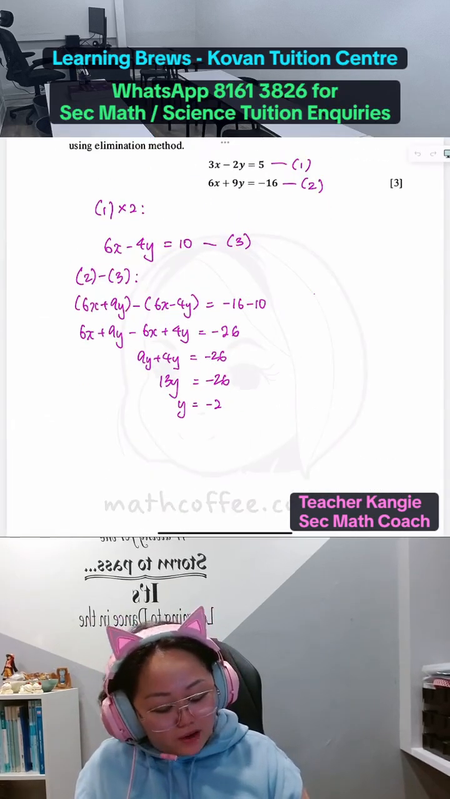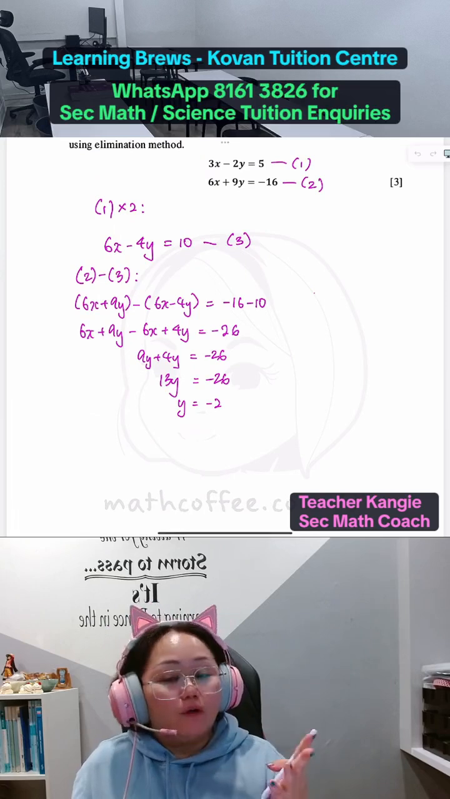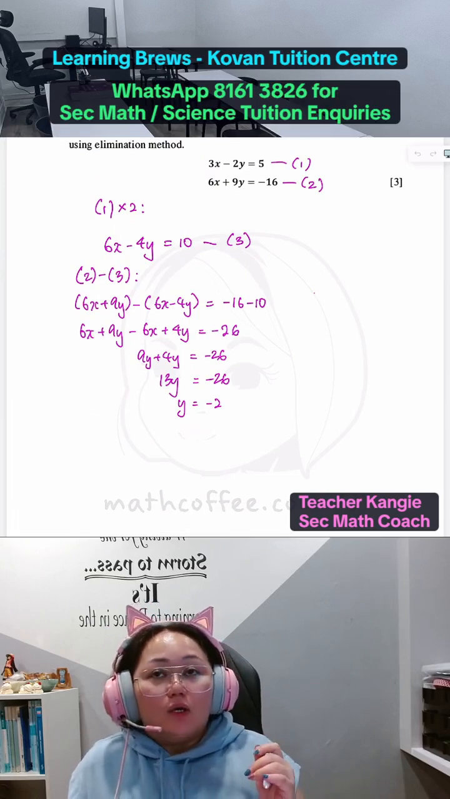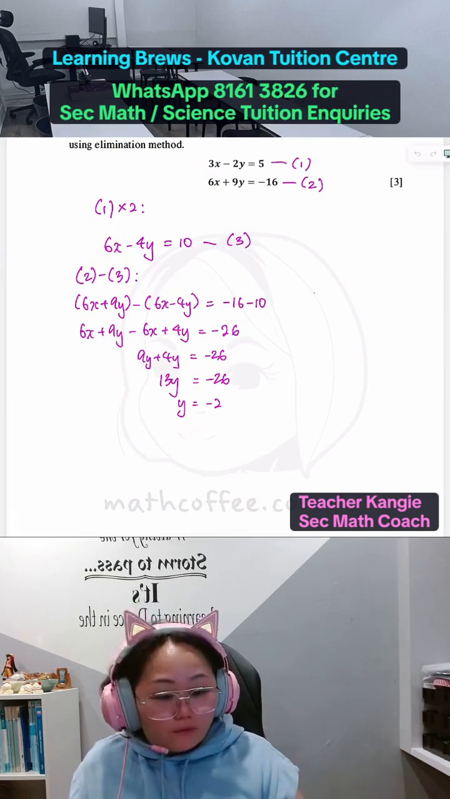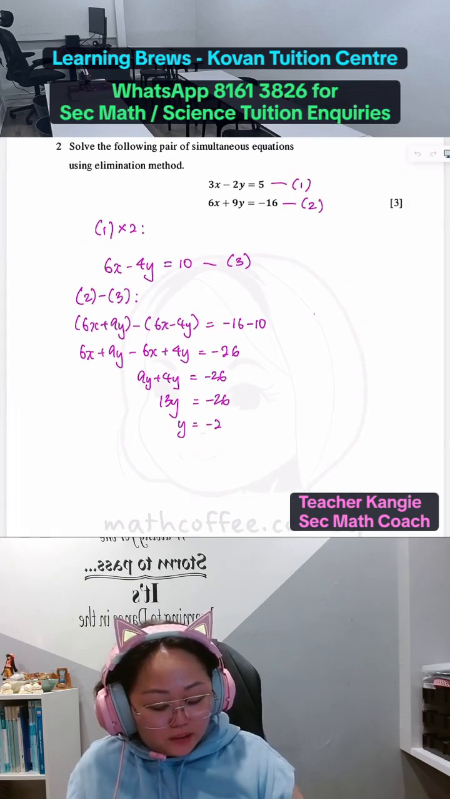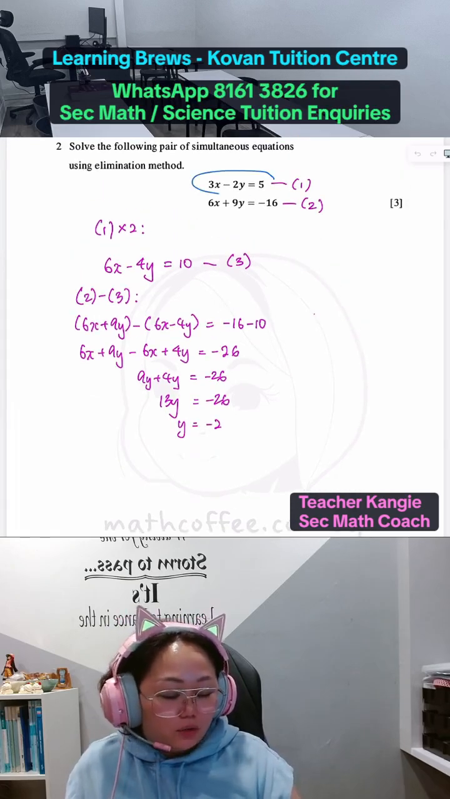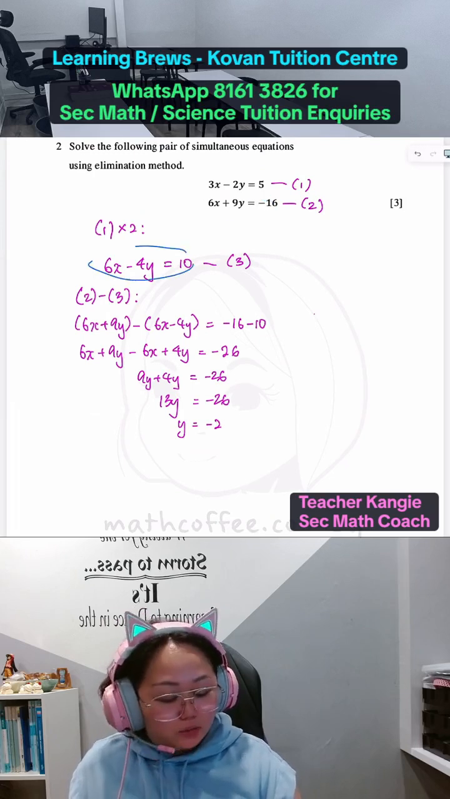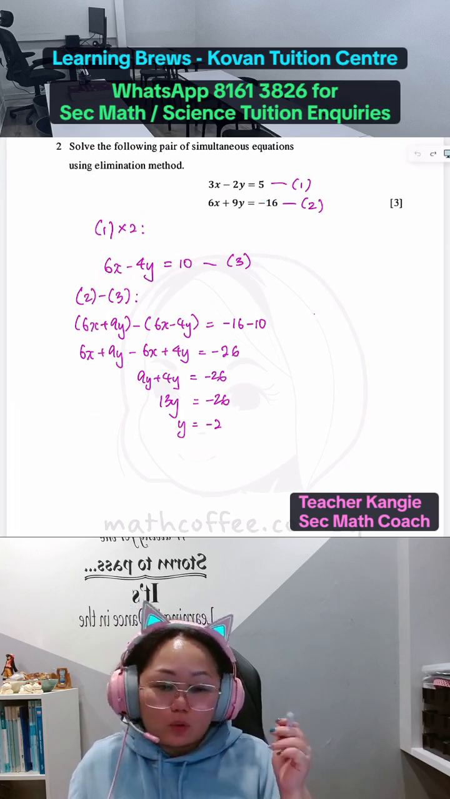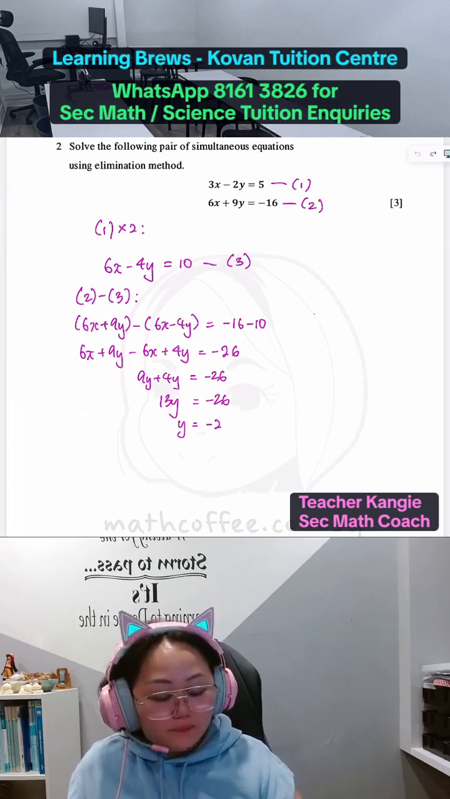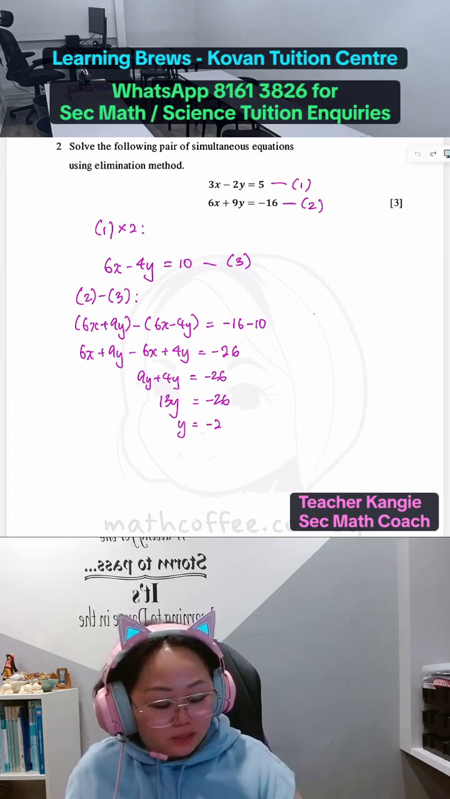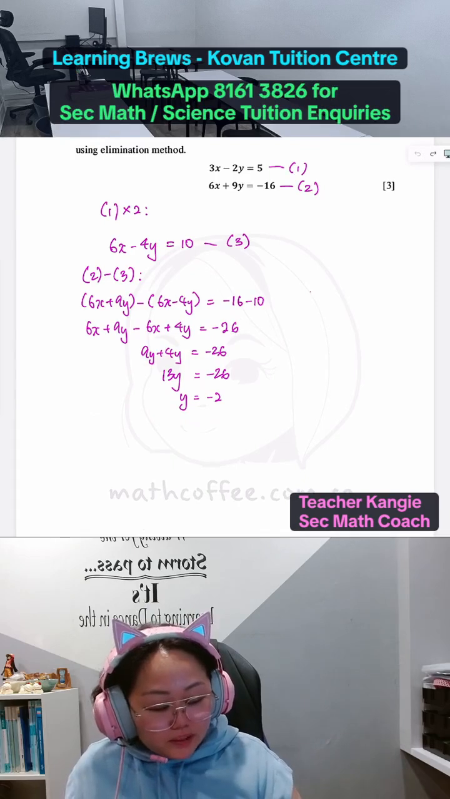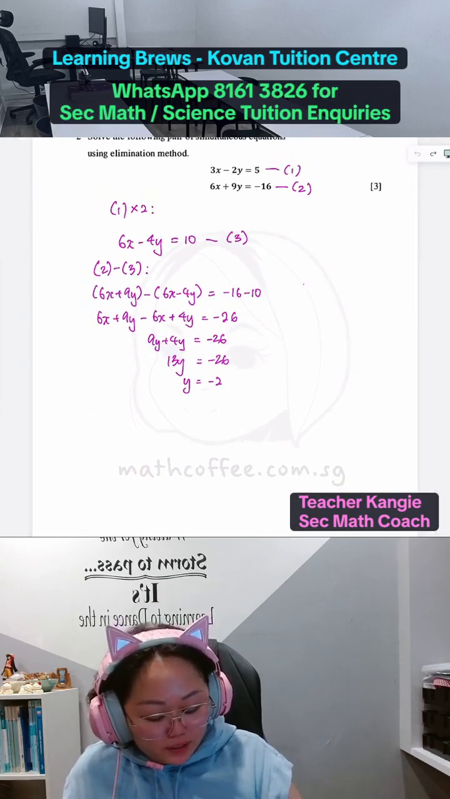So after you solve the y, in this situation you solve your y first. Then now you need to solve your x. How do you solve your x? You see this one is not x as subject, this one also not, this one also not. So you substitute into equation 1, equation 2, or equation 3, all okay. Usually I will choose the one with the smaller number. So in this situation, I'm going to substitute into equation 1.